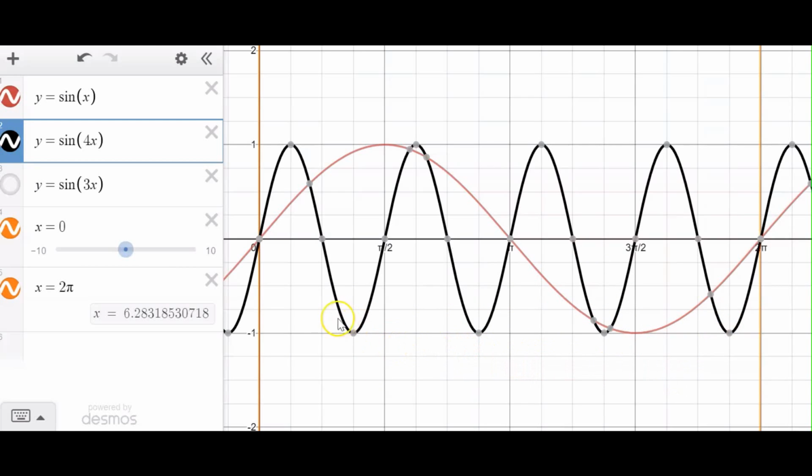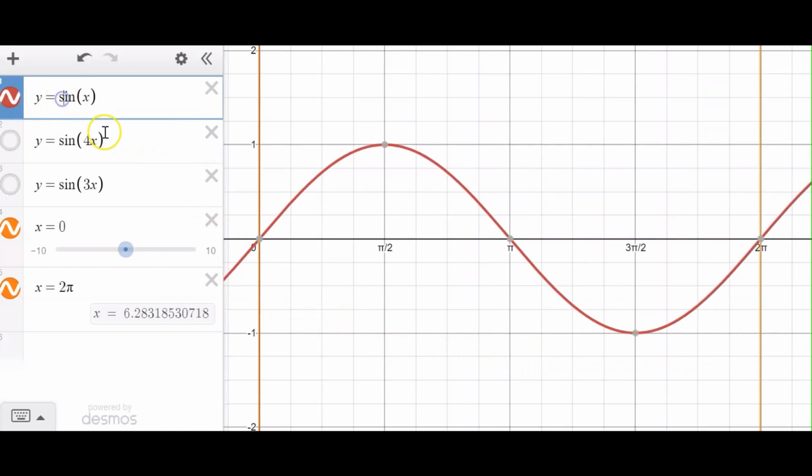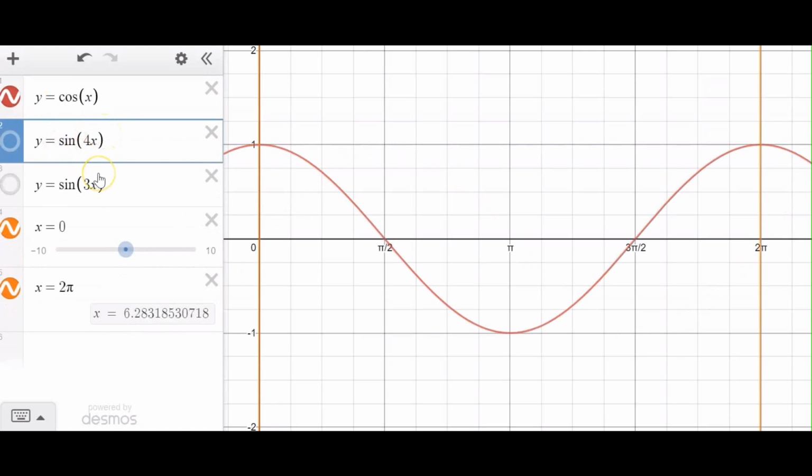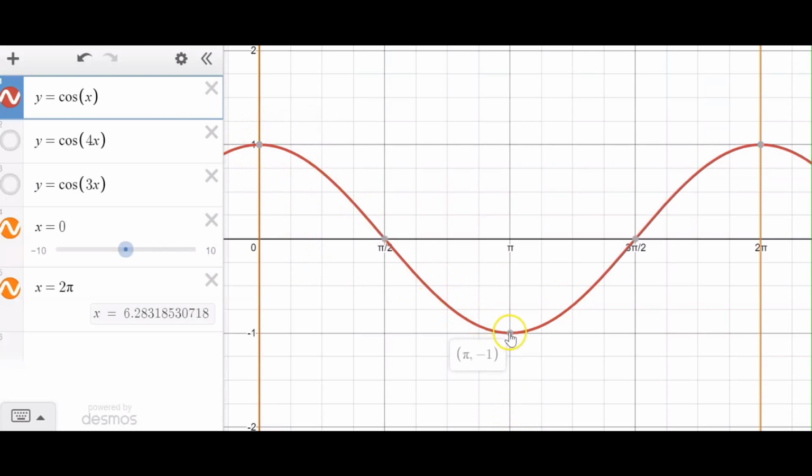Now the frequency works the exact same way on cosine. So let's change all of these to cosine. So here's the original cosine. Now, the difference is cosine doesn't start at 0. It doesn't go up to 1, then down to -1, then back up to 0. It starts at 1, goes down to -1, and goes back up to 1.